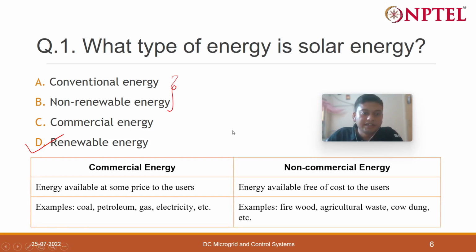Commercial energy is energy available at some price to the users, that you need to pay, that is not free of cost. Some examples of commercial energy are coal, petroleum, gas, electricity. And non-commercial energy is energy available free of cost to the users, and examples are firewood, agriculture-based cow dung, etc. These things you can see in rural areas only, that is non-commercial type of energy.